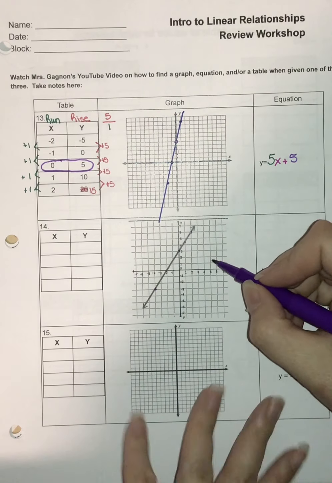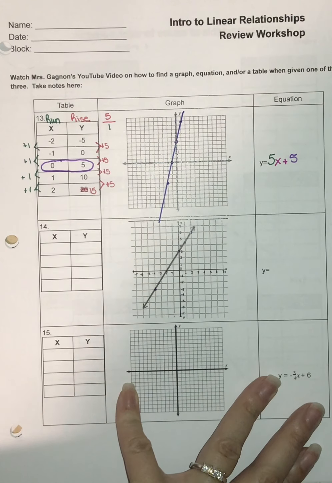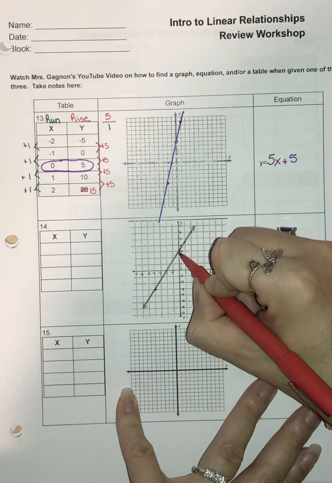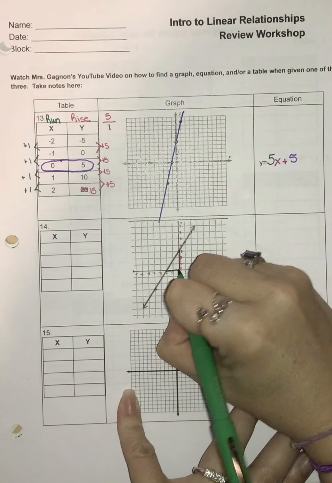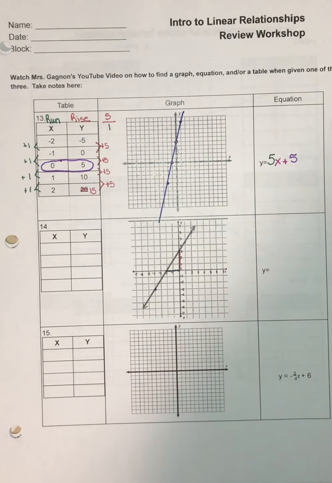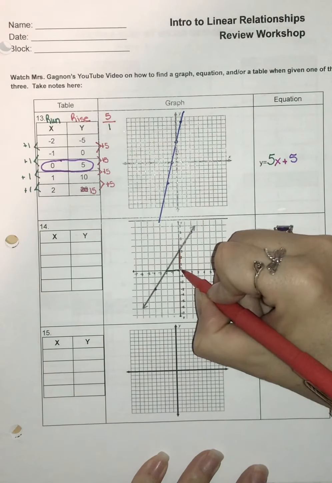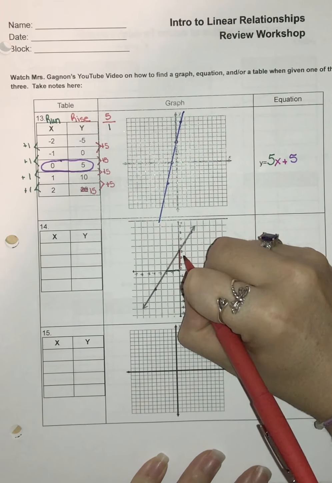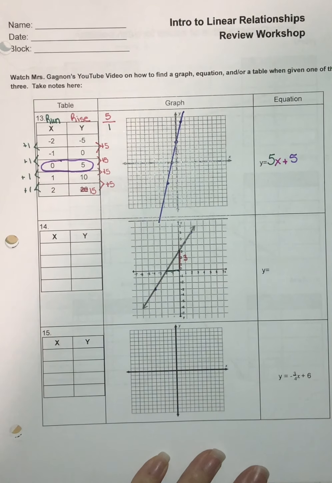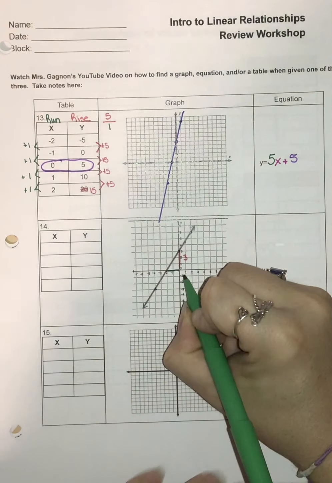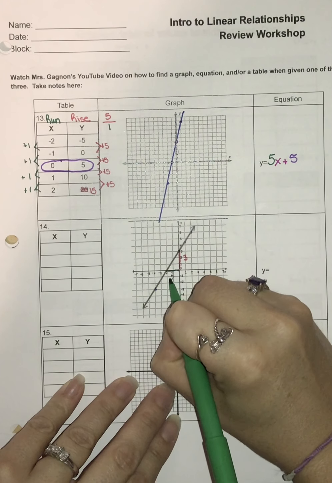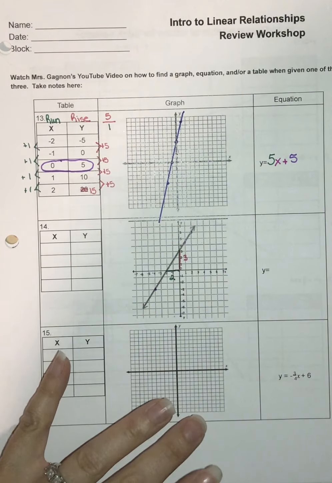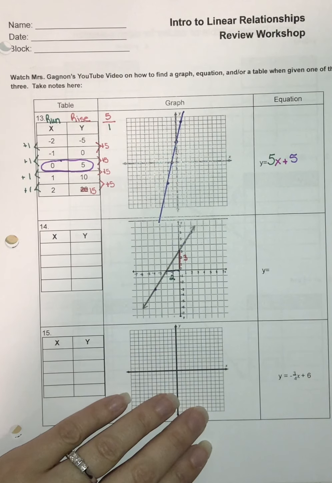If we didn't know though, I would use my rise and my run from 2 points that we do know. So how about we go here and here? So then you ask yourself, how far did we rise from 0 to 3? Well, that's 3. How far did we run from -2 to 0? That's 2. So that means our slope is 3/2.